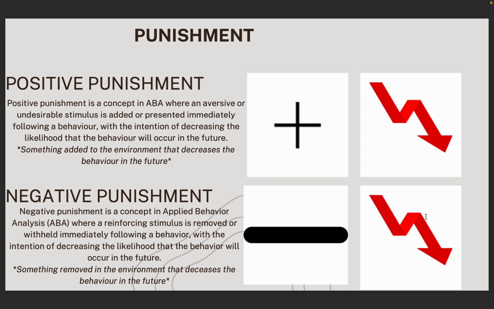Okay, the next is punishment. And for those of us who are not in the field of ABA and just listening to these videos for insight, when we use the word punishment in ABA, there is a very negative connotation that is linked to punishment, but we don't use punishment in the traditional way. Punishment in ABA refers to behavior that decreases, okay, through something that we do.